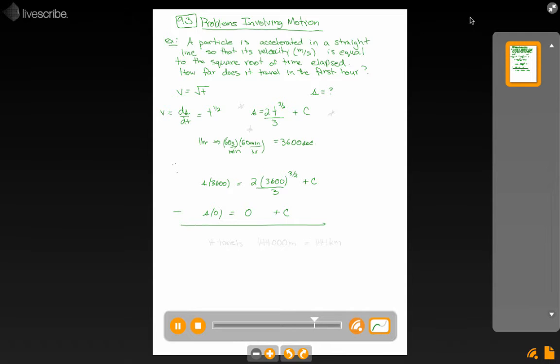So it travels this 2 times 3,600 to the 3/2 divided by 3, which is like 144,000 meters, or if you prefer, 144 kilometers in the first hour.